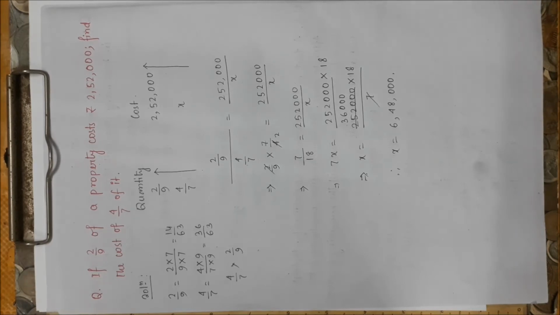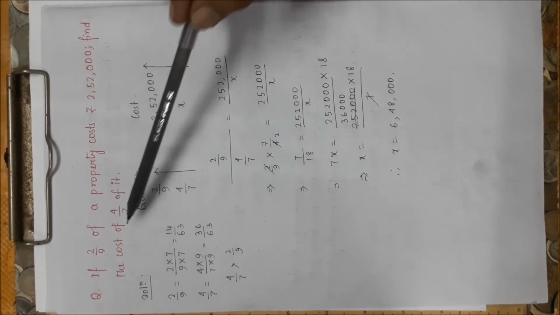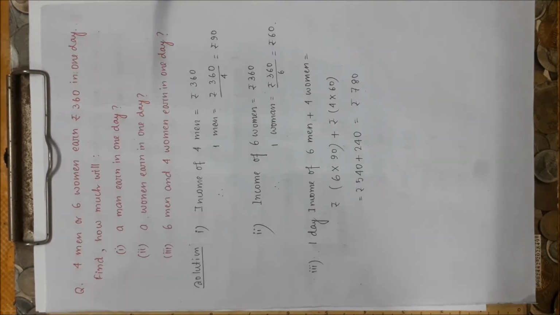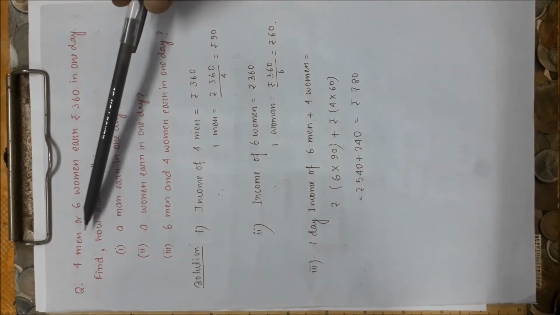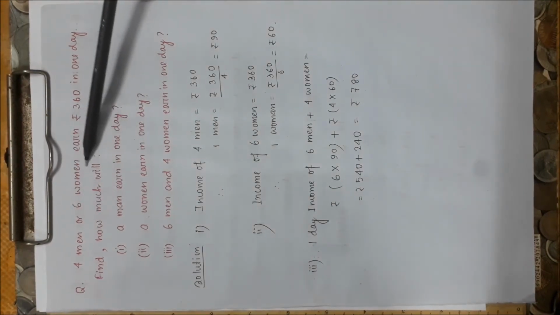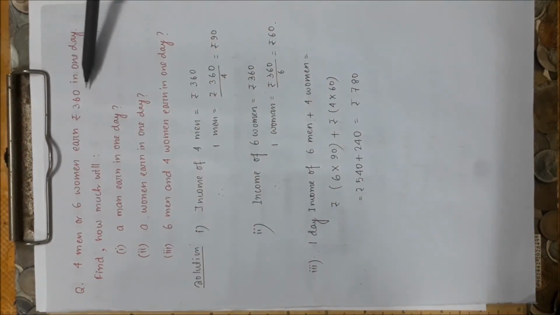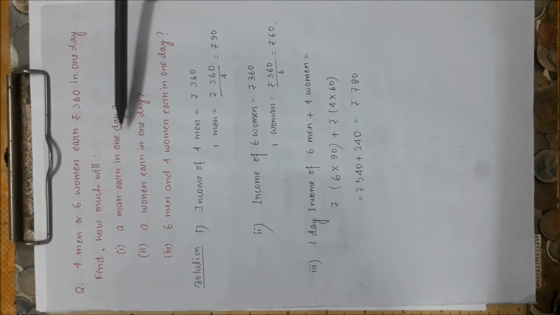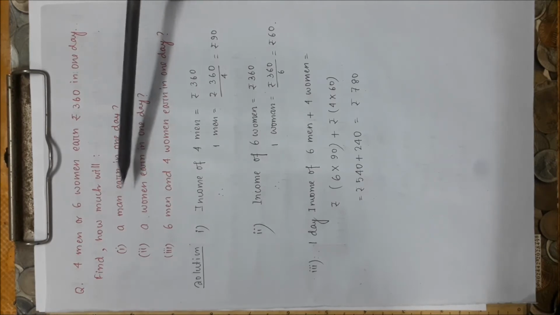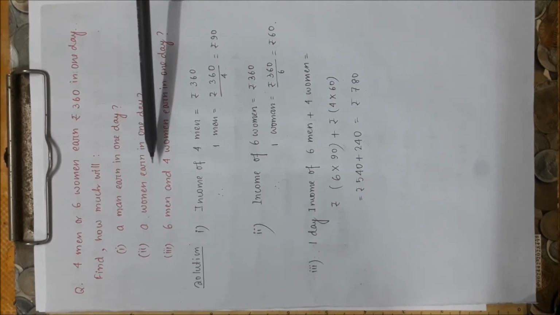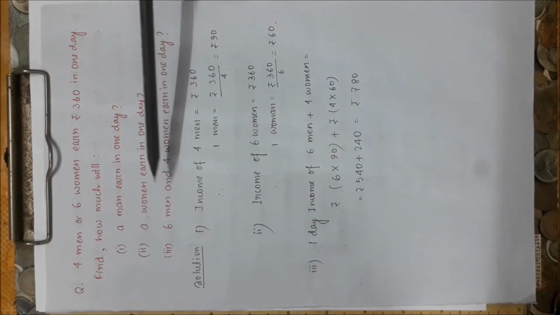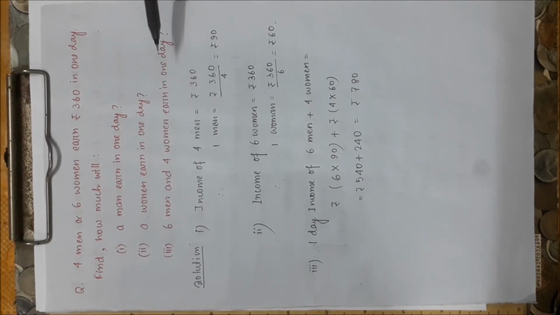So therefore, cost of 4 by 7 of the property is rupees 6,48,000. Moving into the next problem. 4 men or 6 women earn rupees 360 in 1 day. Find how much will. There are 3 subparts of this sum. Number 1, a man earns in 1 day. Number 2, a woman earns in 1 day. And number 3, 6 men and 4 women earn in 1 day.